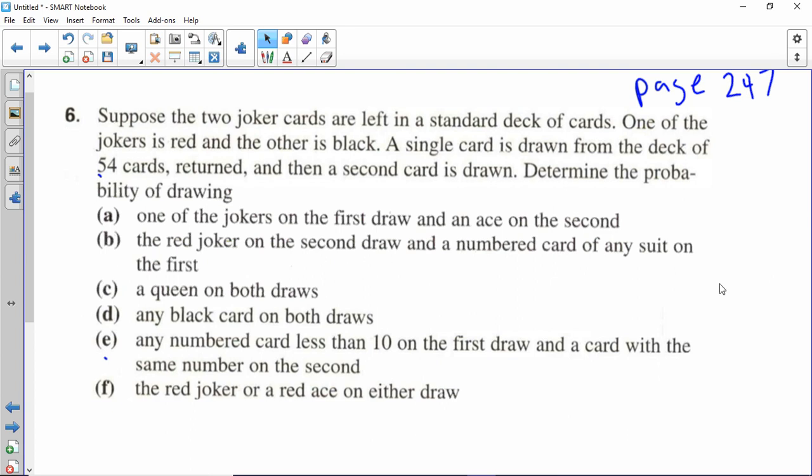So I'm going to take up a couple questions with you from lesson 2 on probability. These questions are on page 247 of your textbook. We're going to look at number 6 and number 9. And in between number 6 and 9, I'm going to show you another example that might help.